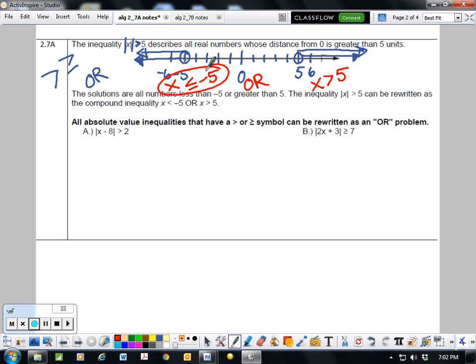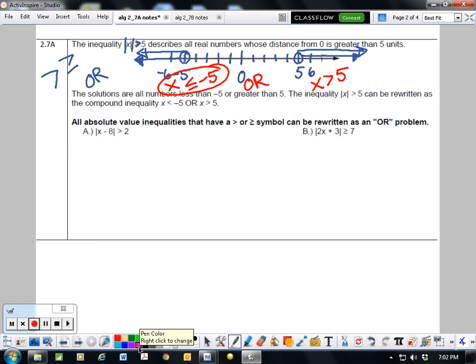That flip and change sign right there. So that doesn't change. It's the AND or OR that changes, depending on what our symbol is. So greater than or equal to are going to be OR problems with absolute value. Less than or equal to are going to be AND problems.